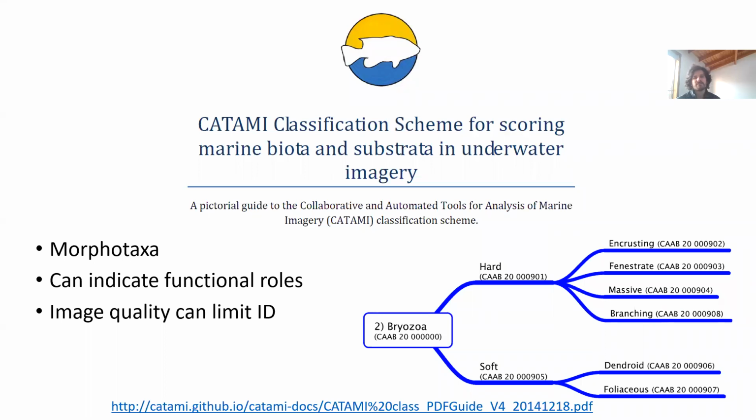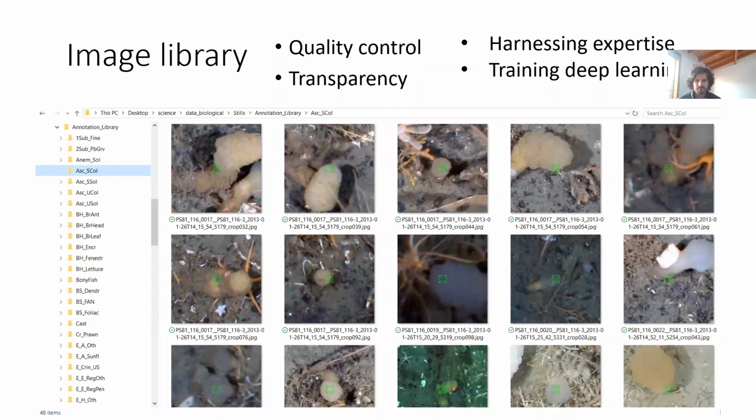We're annotating our images based on the CATAMI classification scheme. This scheme is based on relatively easy to recognise morphotaxa, which can indicate the functional role of those taxa. It's a useful approach because it's often very difficult to identify finer scale species IDs, which can be limited by the quality of the images, for example, or the fact that some animals might be obscured by something in the image.